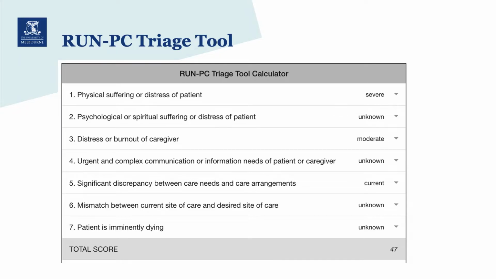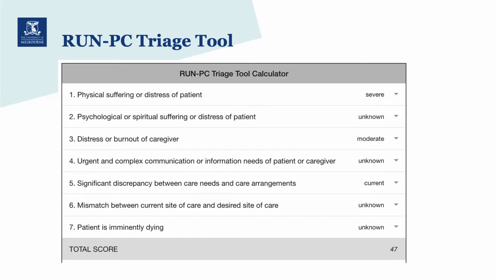There's really no information about her psychological state, so I put that as an unknown, and that's something I would flag to come back to try to get more information. It sounded as though the caregiver, the husband, was really struggling, so I put at least moderate for that. Be open to putting severe, but I put moderate. Not really any information provided at this stage about their communication or information needs, so I put unknown.